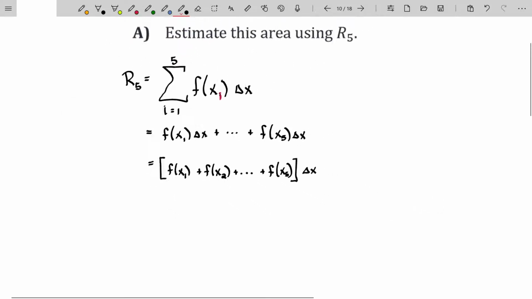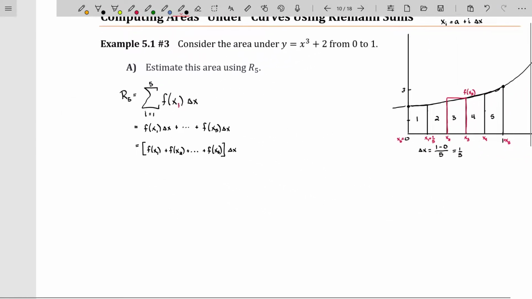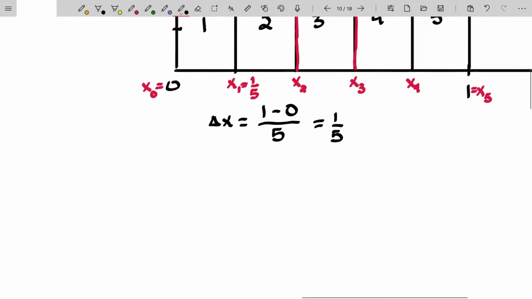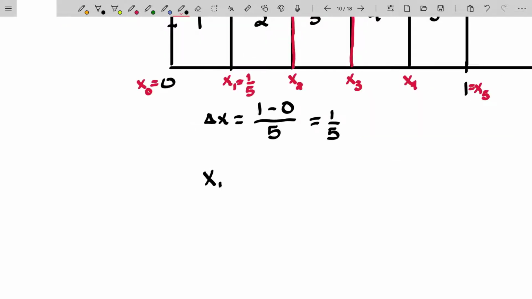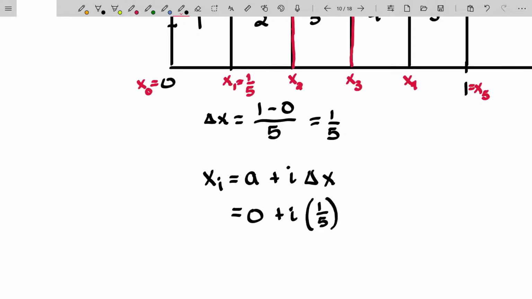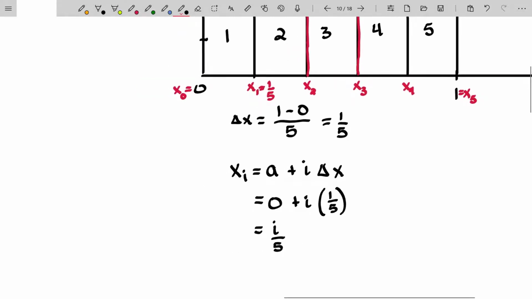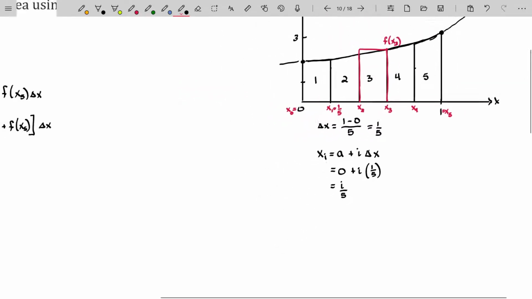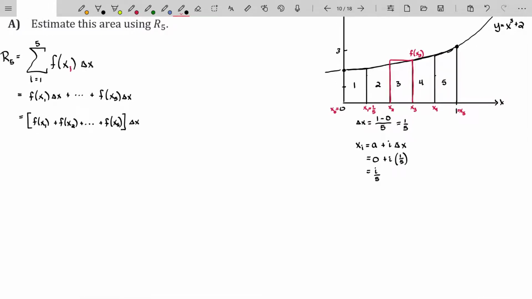And in this specific case, we could see them. It's going to be f of x sub 1 is 1/5, then 2/5, then 3/5, then 4/5, then 5/5. However, you probably want to remember this formula. x sub i is a plus i delta x. In this case, a is 0, and delta x is 1/5. So if I want to know what x sub 1 is, it's just 1/5. x sub 2 is 2/5, and so on and so forth. It's just kind of easier to compute that way when you get to large computations.